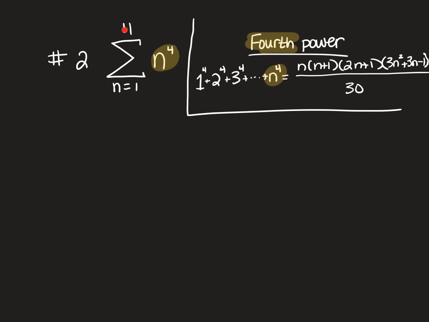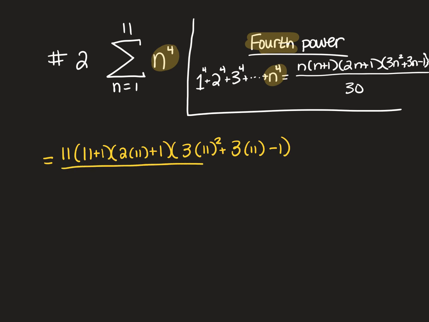N goes up to 11, so everywhere we see N in this formula, we're going to replace it with 11, and that's how we'll find the sum. So this one just takes a little bit more substitution, but once you get the substitutions done, you can use your calculator. So I'm going to replace each n with 11, so that'll be 11 times 11 plus 1 times 2 times 11 plus 1 times 3 times 11 squared plus 3 times 11 minus 1 all over 30.